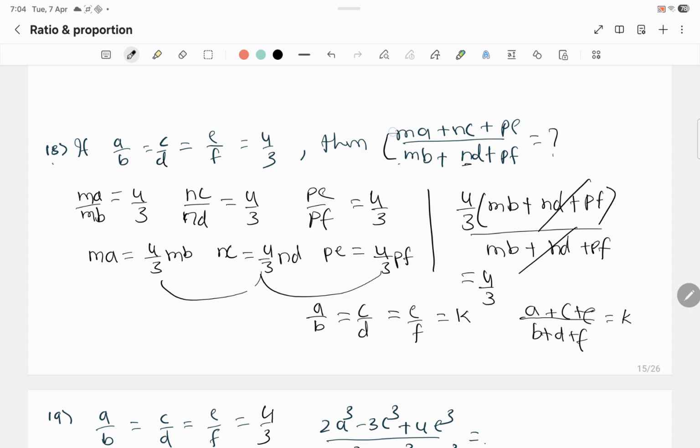So whatever they take, M is the coefficient of A and B, N is the coefficient of C and D, P is the coefficient of E and F. Make sure that they are correct or not.